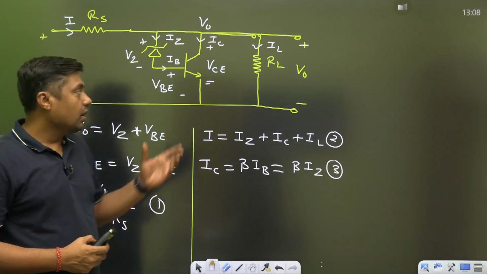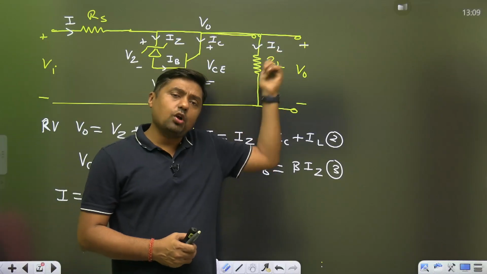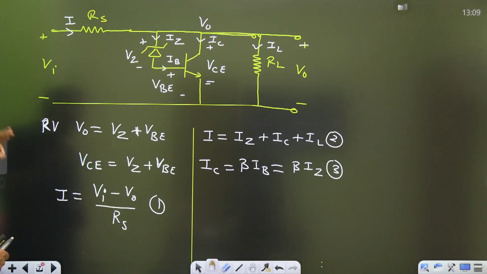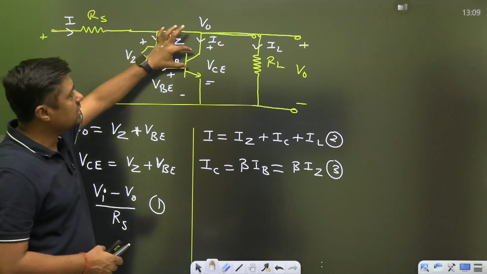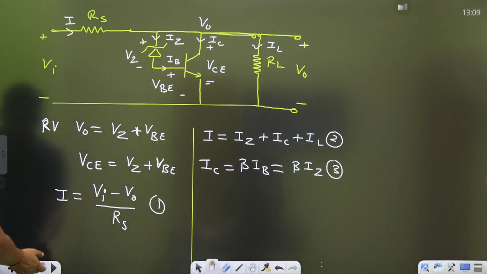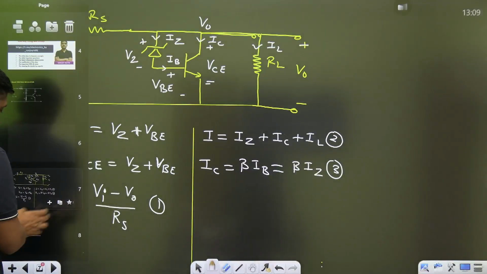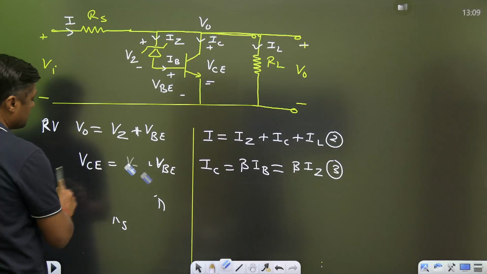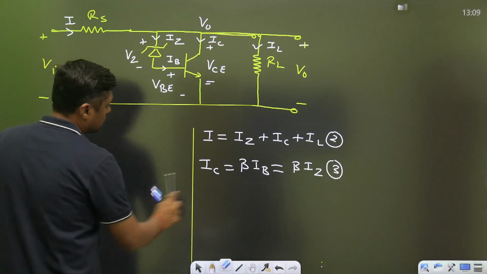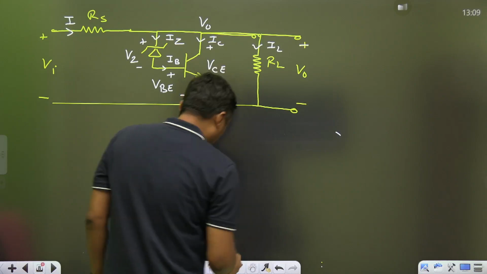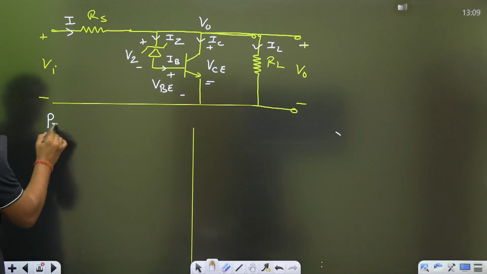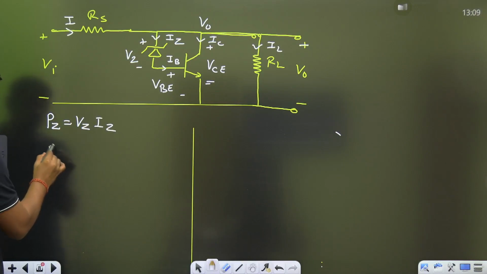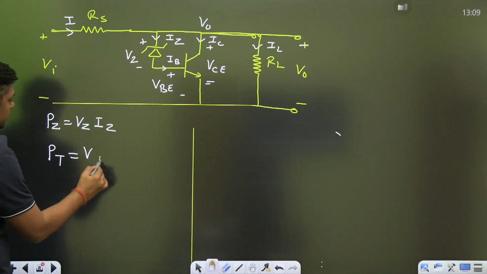Now, what is the IL? IL is nothing but V0 upon RL. Now, what is asked in the question? What is the power dissipation across the Zener diode and what is the power dissipation across the transistor? Watch this. Power dissipation across the Zener diode is given by PZ is equal to VZ into IZ, and power dissipation across the transistor is given by VCE into IC.